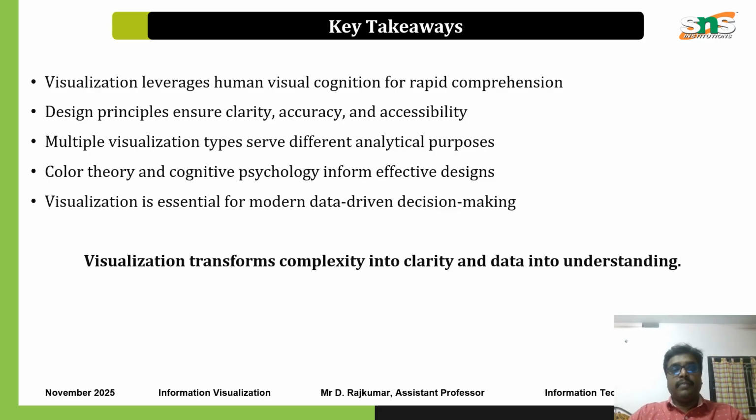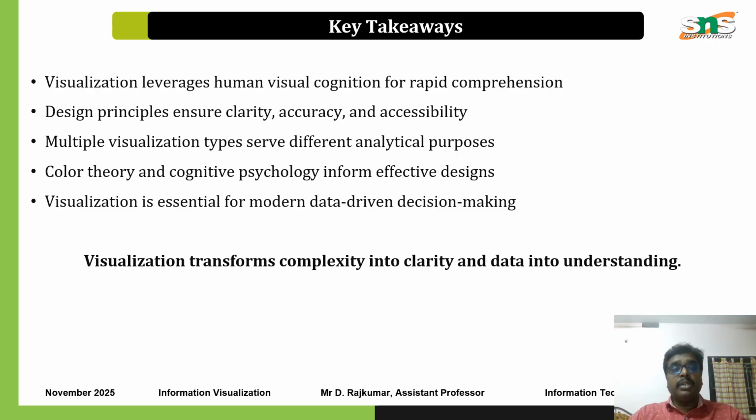What are the key takeaways of this session? We should always make sure that visualization leverages human cognition for rapid comprehension, and several design principles should be used so that we ensure clarity, accuracy, and accessibility. That is very important, because correct visualization leads to correct decisions. Likewise, incorrect visualization will definitely lead to wrong decisions. So we have to be very careful, and we have to use multiple visualization types to serve different analytical processes. We should not use the same kind of images or the same kind of techniques.